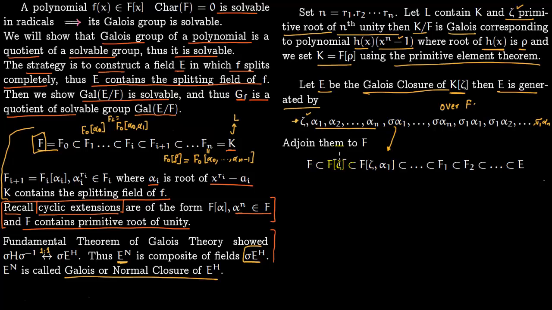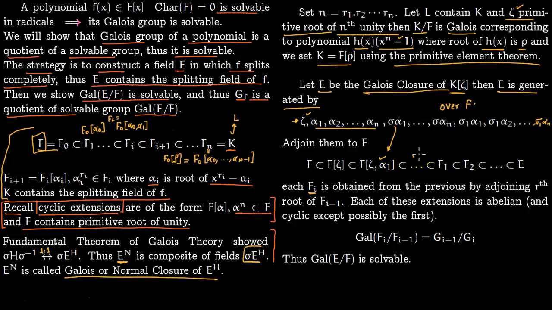So F, you first adjoin zeta, then alpha 1, then F zeta alpha 2, so on. Then you start adjoining these, everything here. So at every step you're adjoining to each f_i, whether this is this or something here or here. This is obtained from the previous one by adjoining the rth root of f_{i-1}. So f2 is obtained from f1 by adjoining some sigma 1 something, sigma 1 alpha 2, or say sigma 2 alpha 3, something like that.